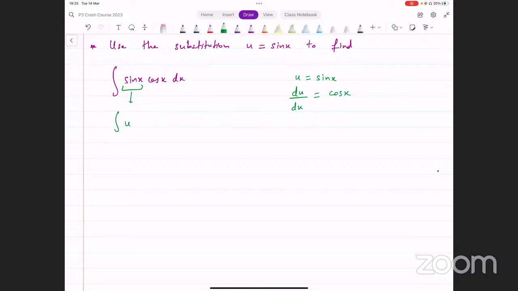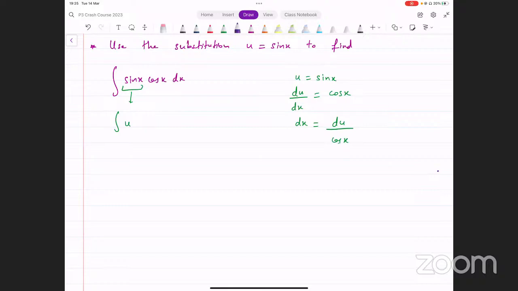And now what you do is, you make dx the subject, so you know what you have to replace dx with. So you have to make dx the subject from this. That gives you dx equals du over cos x. All right, that's what you do here.